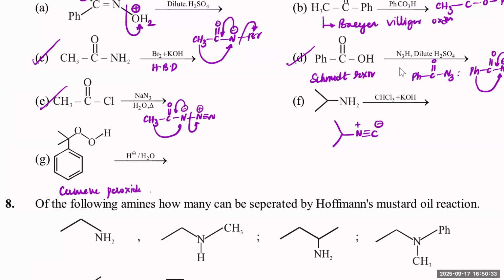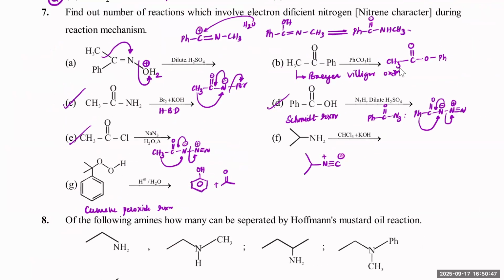Cumene peroxide reaction. When you do this, we will get phenol. That means this group will attach here and this will become a double bond O, so a ketone will form. So there is no nitrene here.